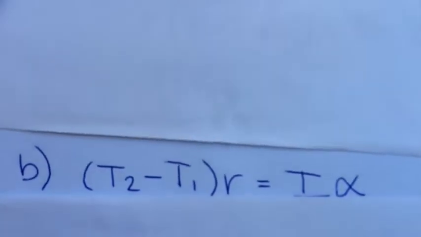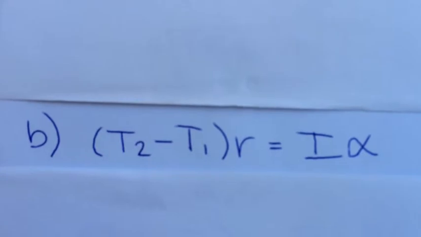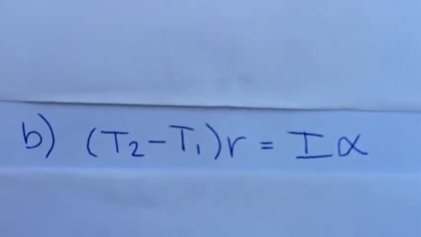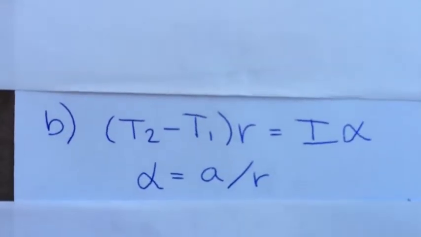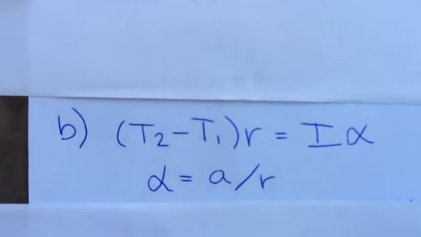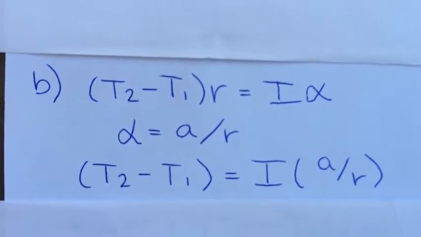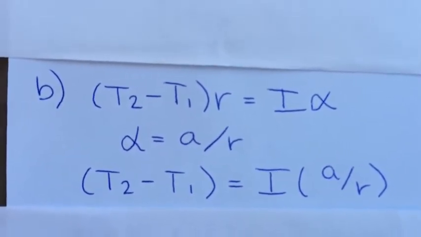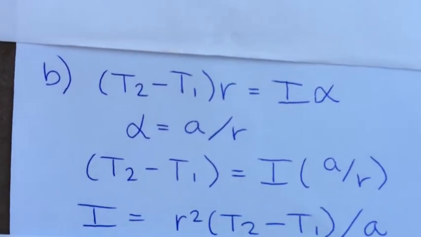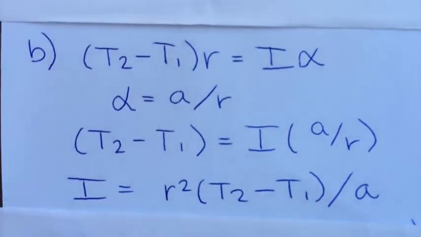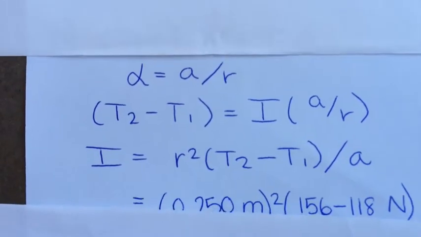So then for part B, we're trying to find the moment of inertia, so we use the equation tension 2 minus tension 1 times radius is equal to moment of inertia times angular acceleration alpha. We know that alpha is equal to the tangential acceleration divided by radius, so we can plug that into the formula. So we get tension 2 minus tension 1 times r is equal to moment of inertia times acceleration over r, and we can solve that. So we get moment of inertia is equal to r squared times T2 minus T1 over acceleration, and we can just plug in the givens.